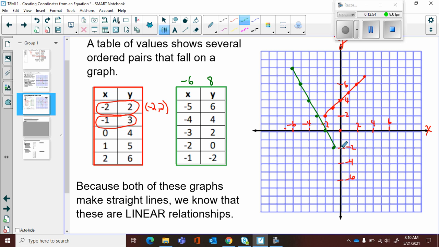Now since both of these graphs make straight lines, we know that these are linear relationships. If a graph makes a straight line, it's a linear relationship. It means that for every value that x increases, y is going to increase at a proportional value. So if x goes up by 1 and y goes up by 1, that's going to continue. Or if x goes up by 1 for every 2 that y increases, that's a pattern that continues. So let's look at a few more ways to tell if graphs are linear.